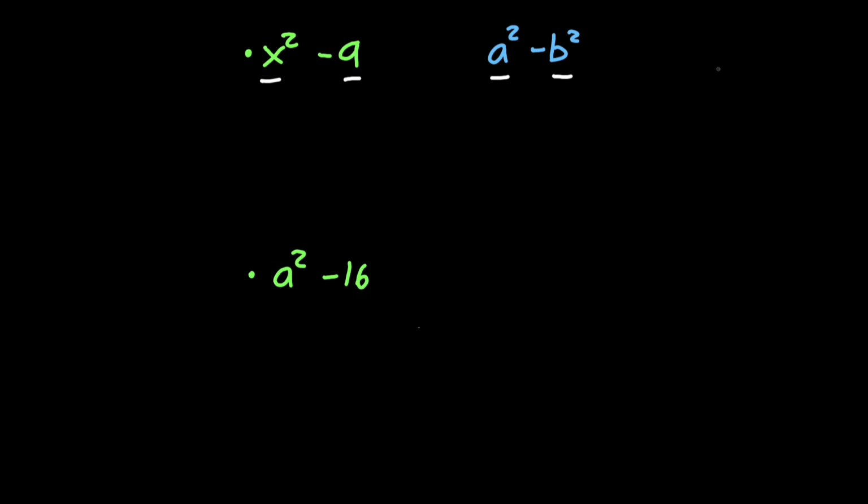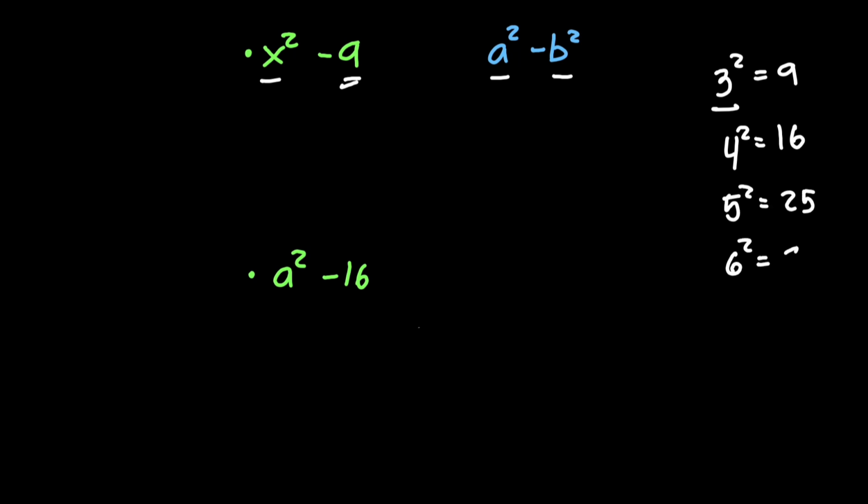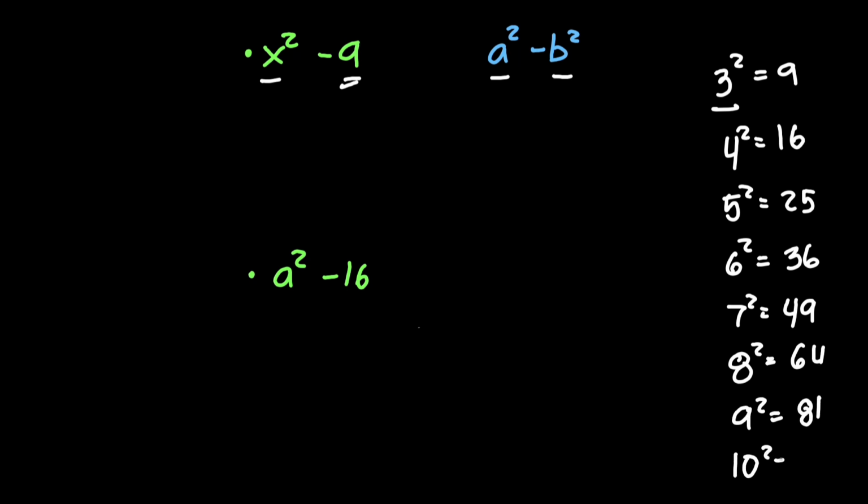which would be 3 squared here would be 9, which is this. 4 squared would be 16. 5 squared would be 25. 6 squared, which would be 6 times 6, it will be 36. 7 squared would be 49. 8 squared would be 64. 9 squared would be 81. And 10 squared would be 100. 2 squared would be 4, just in case.